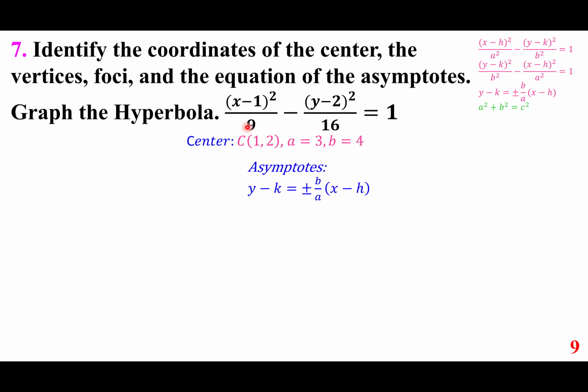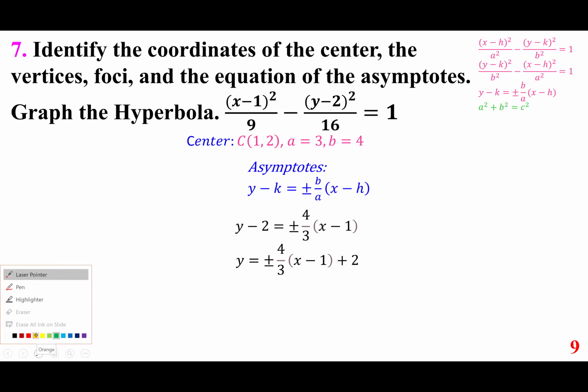We have x squared over a squared minus y squared over b squared. So just write whatever you have. Instead of x squared, you have x minus 1. Okay, so that's the idea. You can keep this. You can take the negative 2 to the other side, make it positive 2. And this becomes plus minus 4/3 x minus plus 4/3 plus 2.